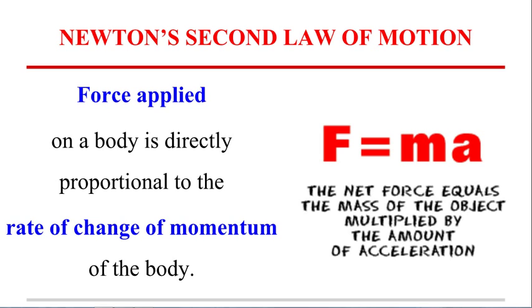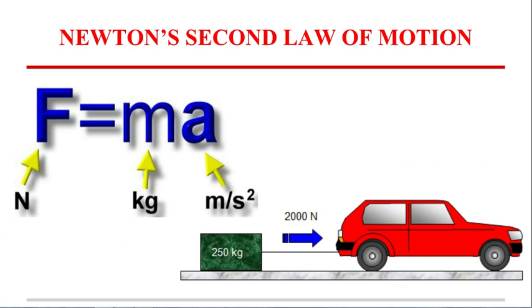The net force equals the mass of the body multiplied by the amount of acceleration produced in the body, which means if we apply force on a body, then the force applied must be equal to the mass of the body on which the force is applied multiplied by the acceleration produced in the body. And the force here is measured in newtons, and the mass is measured in kilograms, and acceleration produced is measured in meters per second square.